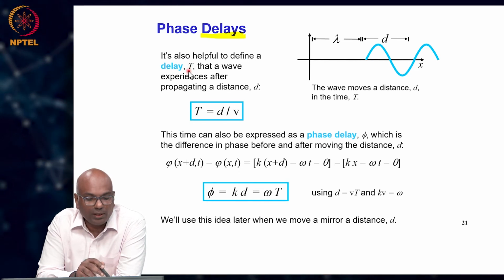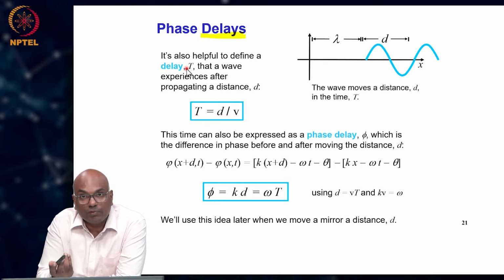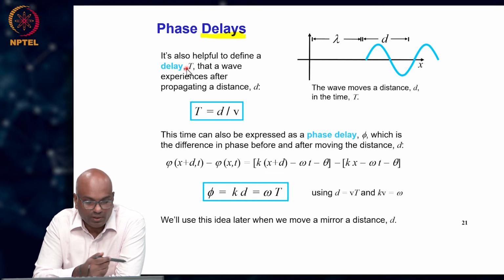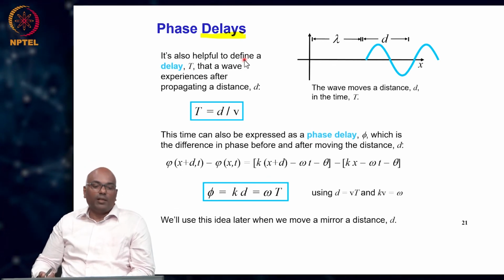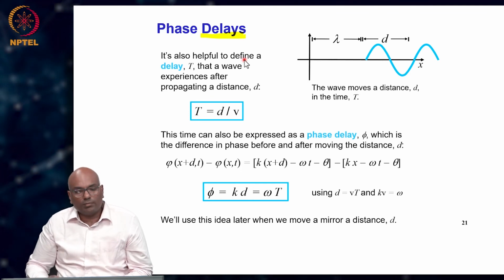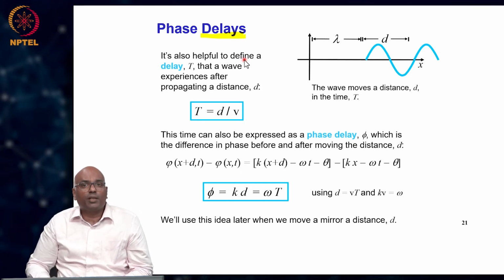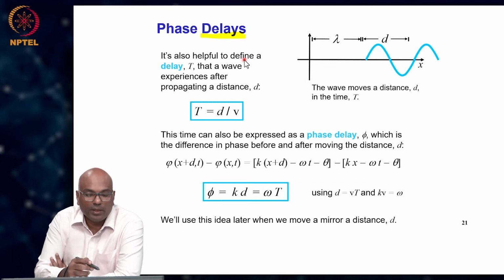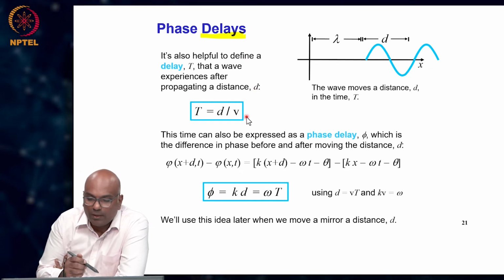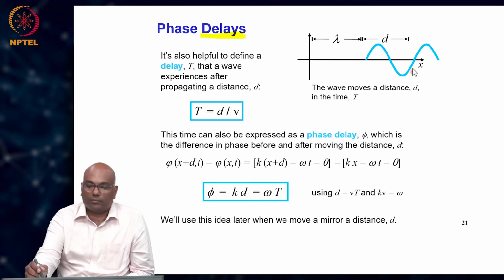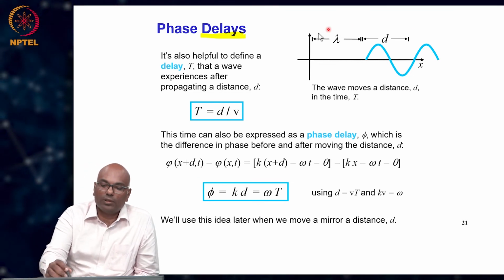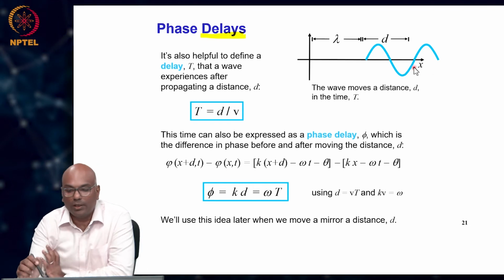Let's call the delay t, in units of seconds, which is the standard unit. It's helpful to define this delay by an amount t that the wave experiences after propagating a distance d. This scenario is essentially sketched in the view graph, the plot on the top right corner here.